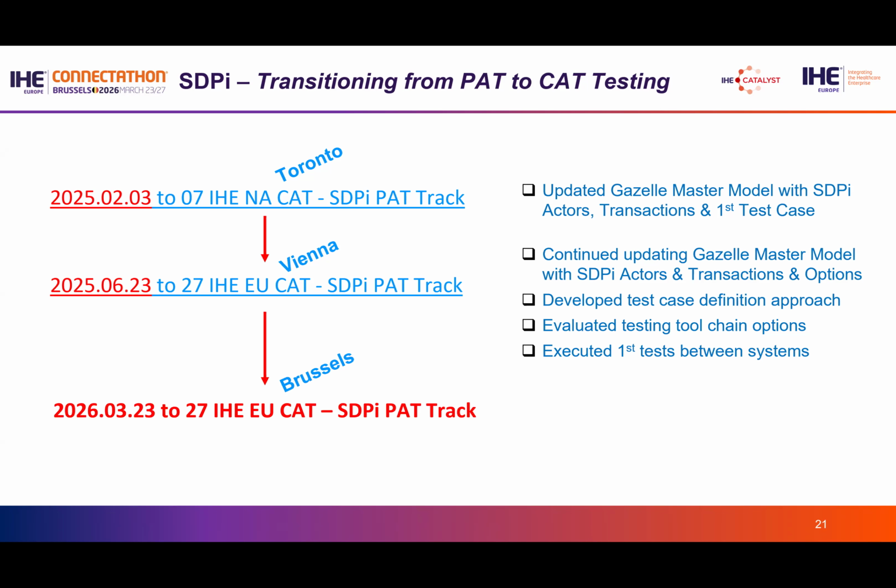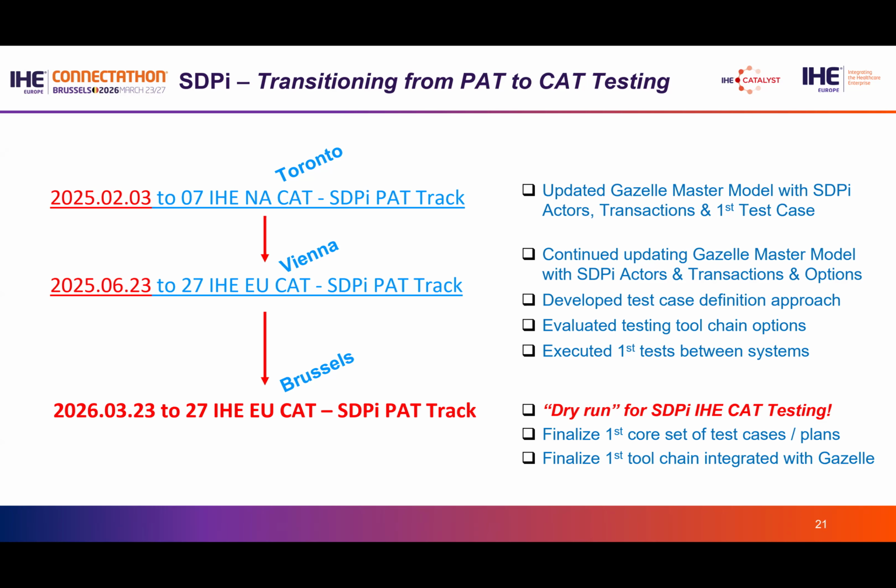So coming up in Brussels, March of next year, we'll have an SDPi plug-a-thon track. The objective is to achieve a dry run for SDPi IHE Connectathon testing, maybe in October in North America, later in 2026. What does that require? Finalizing the first core set of test cases and plans, as well as finalizing a tool chain that's well integrated with Gazelle, work that is ongoing. And then maybe even as a stretch goal, doing SDPi gateway testing.